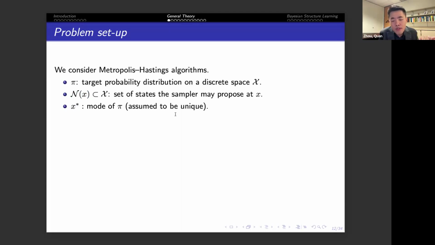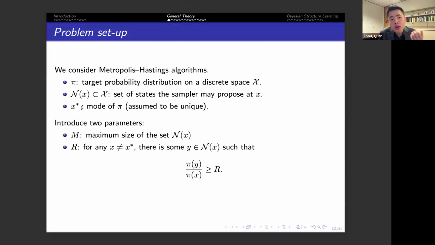And as we have discussed previously, under some conditions, we would expect that the posterior distribution will probably concentrate on this x star. And to characterize the mixing time bounds, I need to introduce two parameters. They will be essential to our theoretical development. The first parameter, this big M, denotes the maximum size of these neighborhood sets N_x. More generally, you can just say that this M is an upper bound on the size of the neighborhood set N_x.